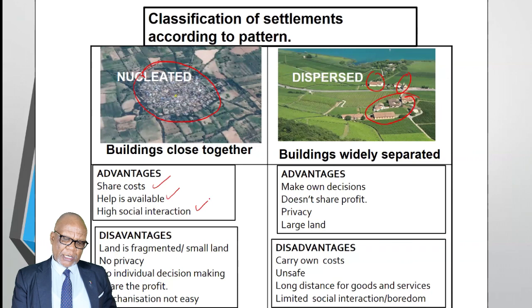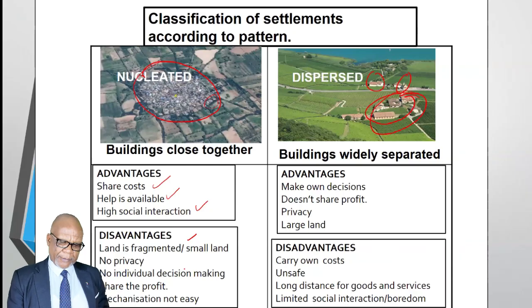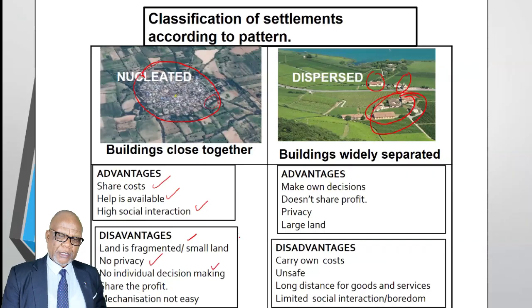Because people are so close to each other, you can compare the land around this house and the land around this house. The problem with nucleated pattern is that because the houses are so close to each other, there is small land, or the land is fragmented. And because they are close to each other, there is no privacy and no individual decision making. If somebody says, let's plant spinach, it means it's going to be spinach that is planted. If they say let's plant maize, it's maize that's going to be planted. So there's no individual decision making here.